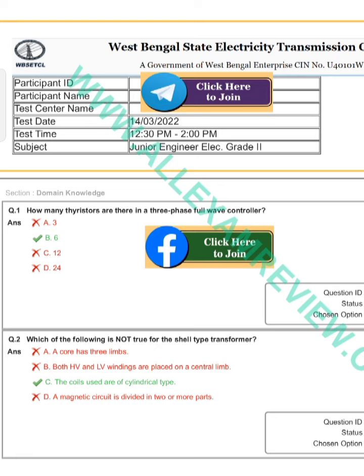First question will be, how many thyristors are there in the three-phase full wave controller? 6. 6 is the right answer. Which of the following is not true for the shell type transformer? The coils used are of cylindrical type. Option C is right.